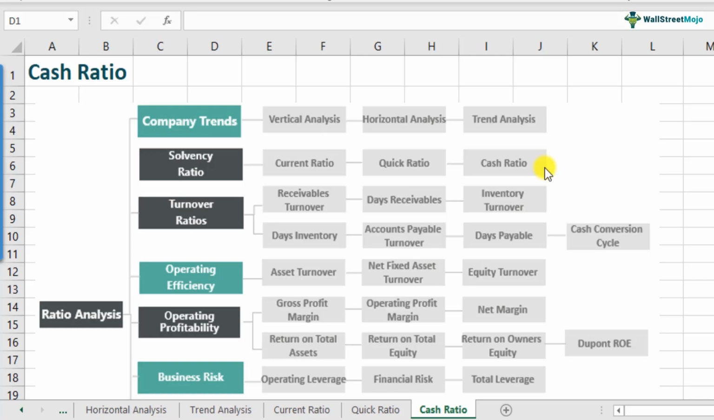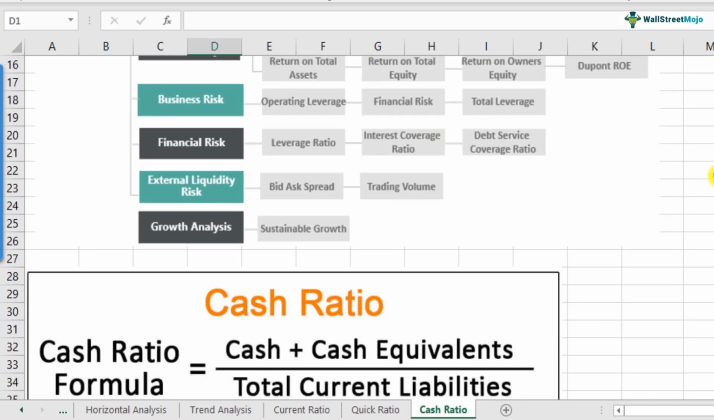So cash equivalents and marketable securities are the things which go in the numerator, and the cash ratio basically tries to measure the liquidity position by seeing whether a combination of these two items is enough to pay off its current liabilities. That's what the cash ratio is all about. And let's look at the formula.